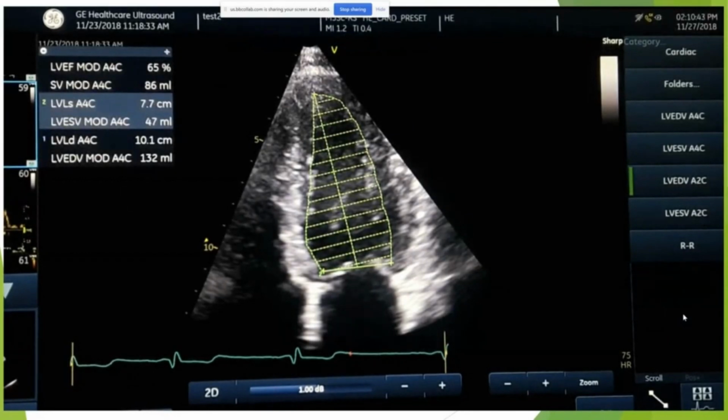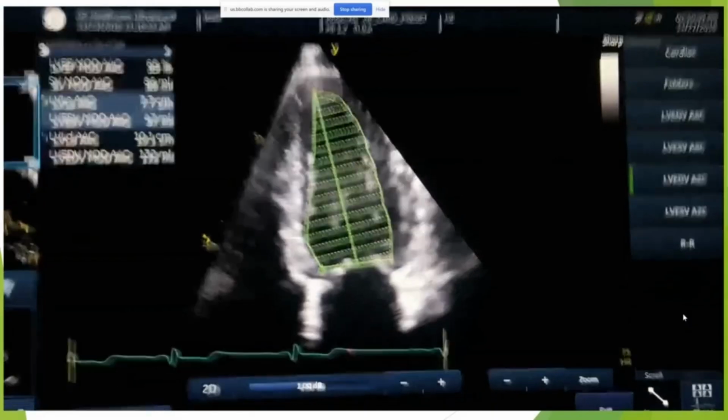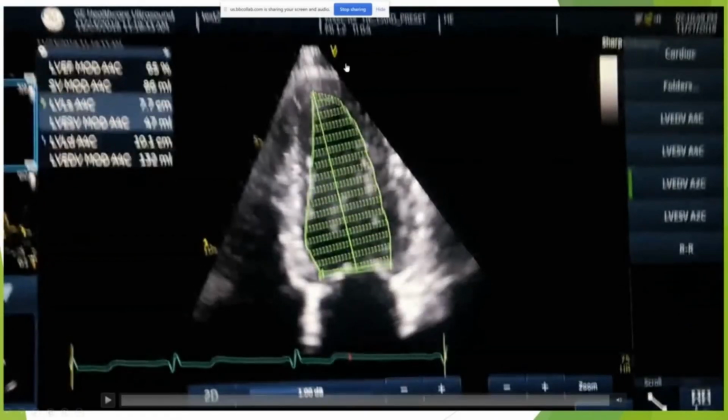Is that right? This patient is very young and healthy and athletic. Remember again, anything over 55% is considered normal. This particular patient's ejection fraction was 65%, which is really good.